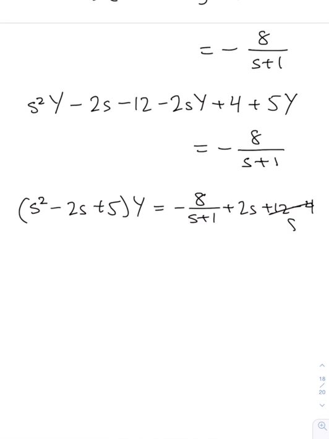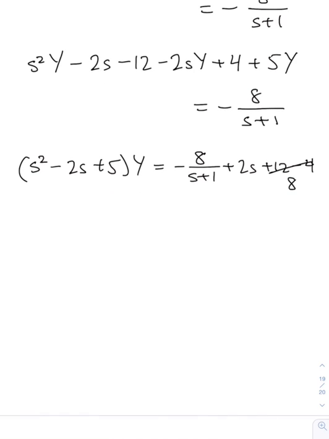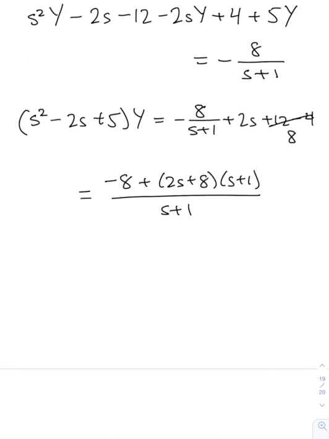So plus 8. Let's take that right-hand side and put everything over a common denominator. So I have minus 8 plus 2s plus 8 times s plus 1 over s plus 1. And then if we multiply out and simplify the numerator, I get 2s squared plus 10s over s plus 1.